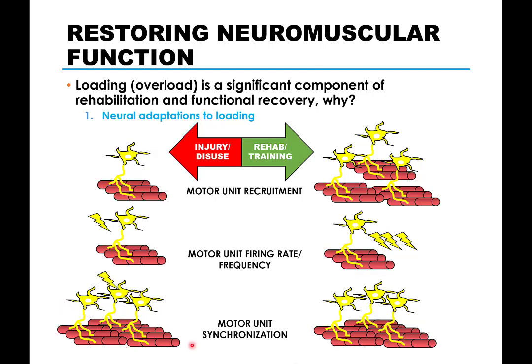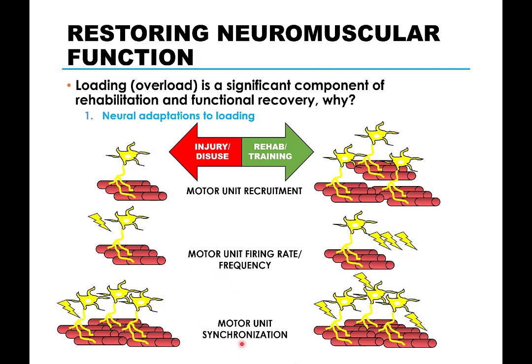So to reverse this loss of motor unit synchronization, you need to add some stimulus for synchronization to be restored. And again, the stimulus is afforded through loading. Okay, so in summary, we have a decrease in neural drive in response to injury, disuse, and deloading, and an increase in neural drive in response to rehabilitation/training and loading. The three factors that constitute neural drive are motor unit recruitment, firing rate/frequency, and motor unit synchronization.